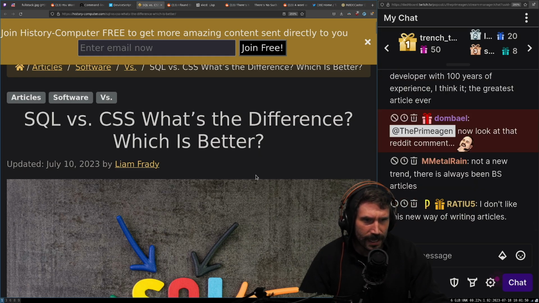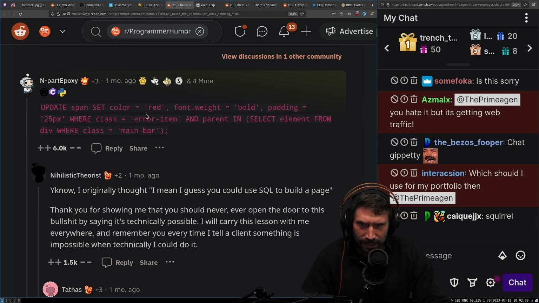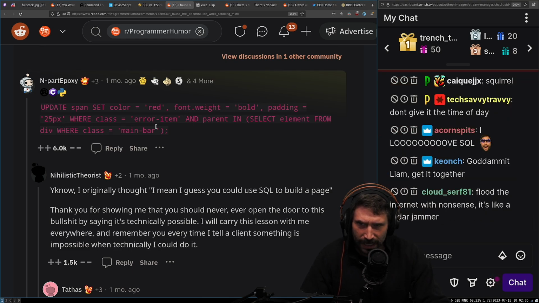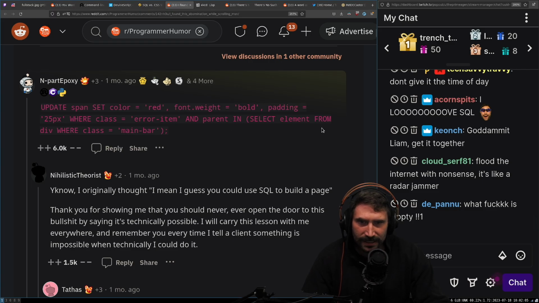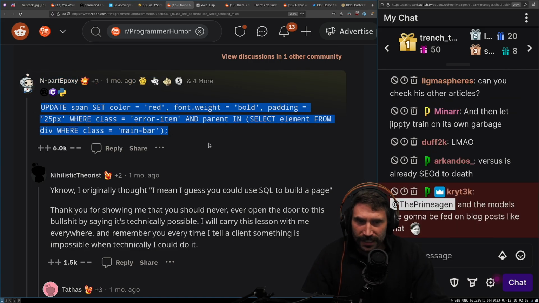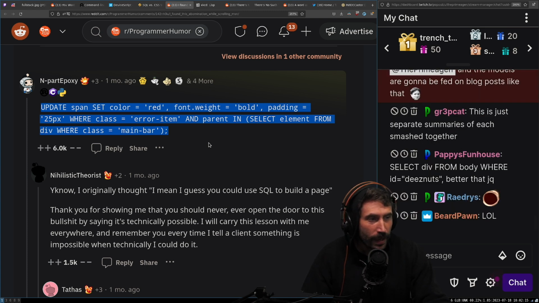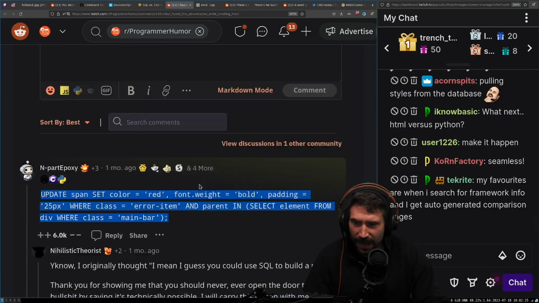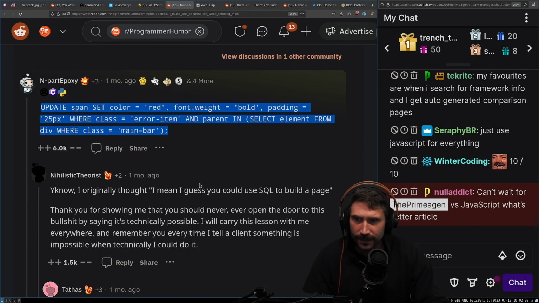SQL versus CSS. UPDATE span SET color equals red, font-weight equals bold, padding equals 25 pixels WHERE class equals yes AND parent IN (SELECT item FROM yes). Yes, it is so possible. I told you, going from SQL to CSS is completely possible. This is beautiful. I've just never been so happy in my lifetime that this exists.